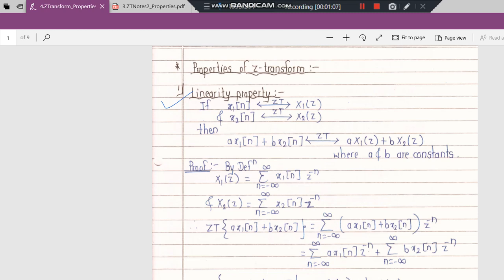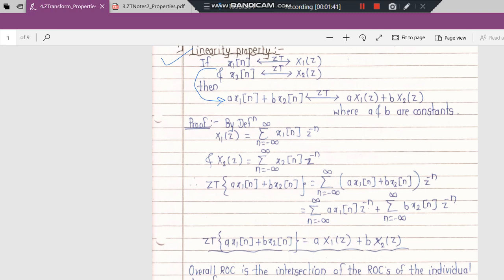Like if you are having two different input signals, x1 of n and x2 of n, and if their Z transforms are x1 of z and x2 of z, then if we take the linear combination of x1 of n and x2 of n, that is a into x1 of n plus b into x2 of n, where a and b are constants, then their corresponding Z transform will be a into x1 of z plus b into x2 of z. So this is a very simple property which is called the linearity property.